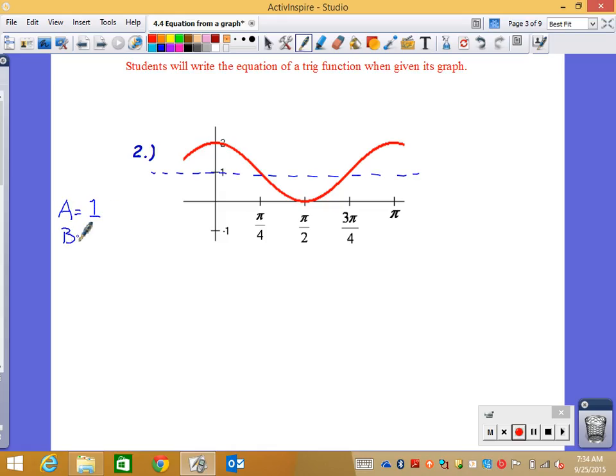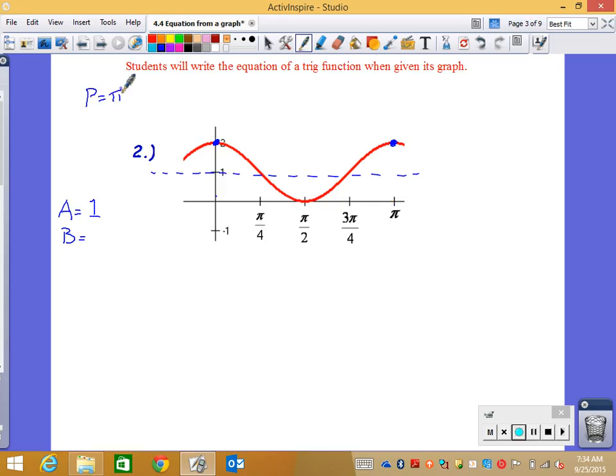My b value, right? We've got to pick a place for this thing to start. Well, I'm going to pick there to start, and I'm going to follow this along until it starts to repeat. How far of a distance is that? Starting at 0, going to pi. So my period is pi.